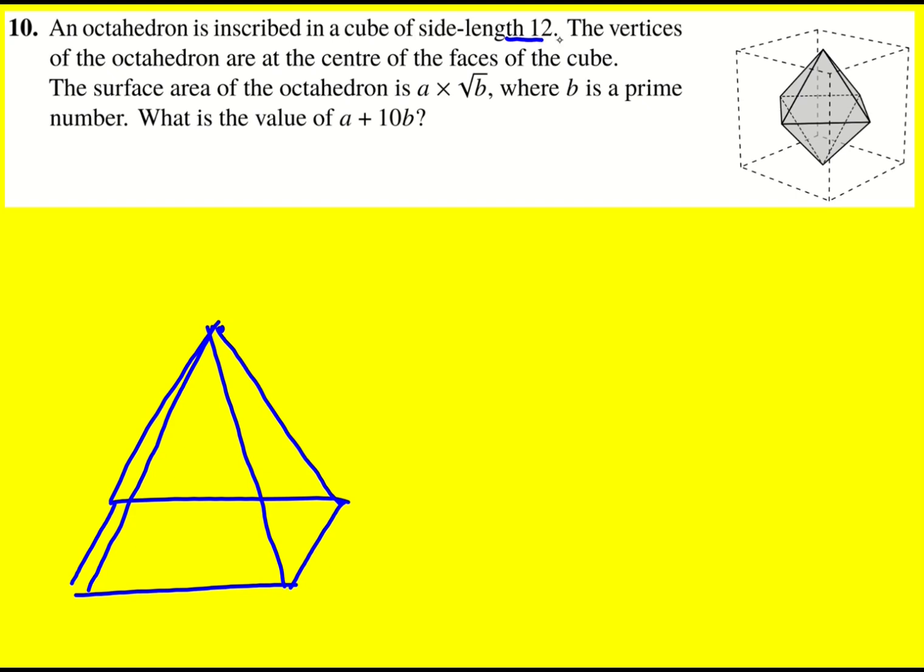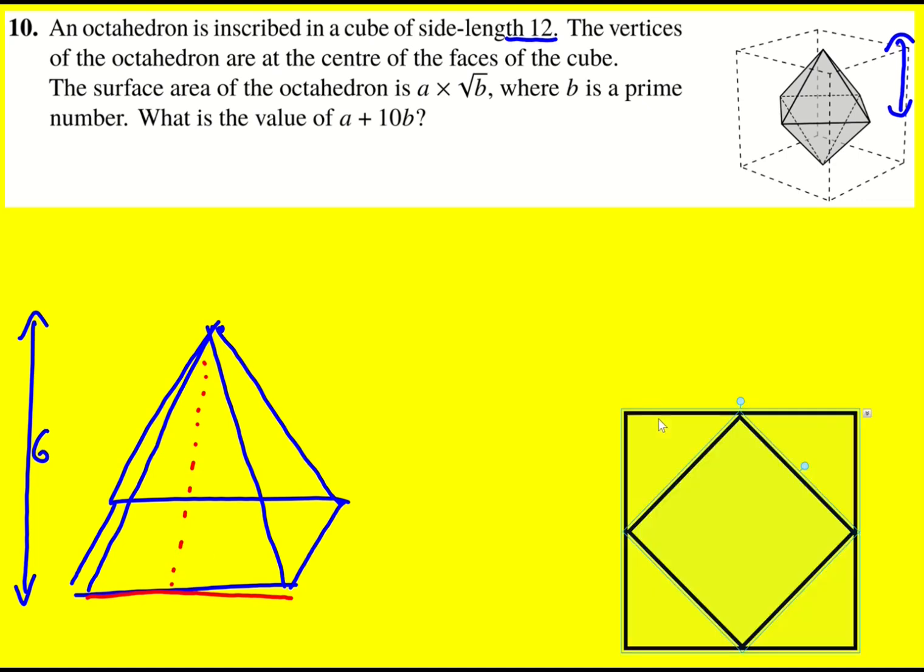Now, because the cube has side length 12, that means the height of the pyramid is going to be 6, because I just divide by 2. I've got a pyramid at the top and the bottom, they're exactly the same. Now, to find the area of the face, what I really need to do is know the base and then the height. I'm going to start with the base. That's a little bit easier to deal with.